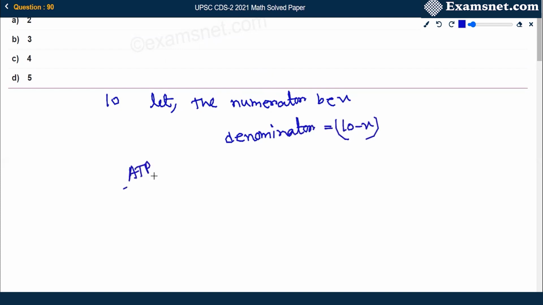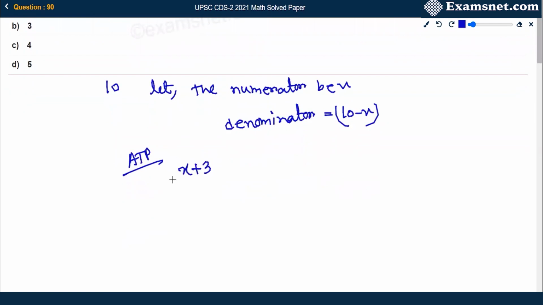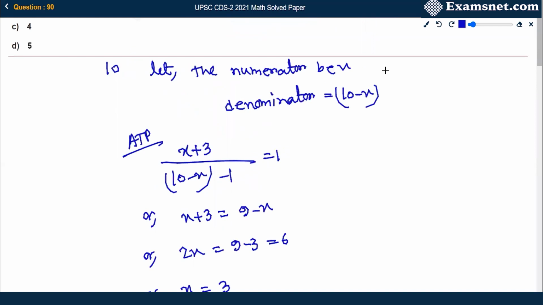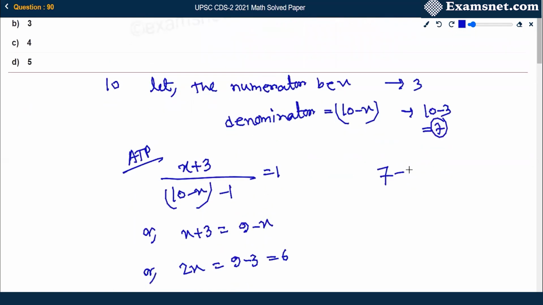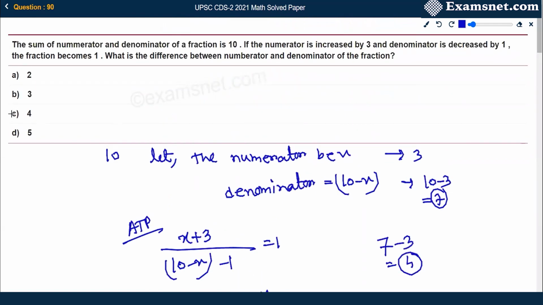Now, according to the problem, if the numerator is increased by 3 and the denominator decreased by 1, the fraction becomes 1. Now, let's solve this equation. We will get 9 minus x equals x plus 3, so 2x equals 6. That means x equals 3, which is the numerator. So here we can say the numerator is 3, so the denominator is 7. Now the difference between numerator and denominator is 4. So here option C is the correct answer, that is 4.